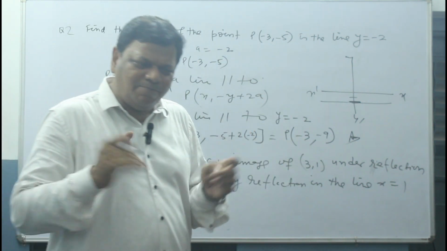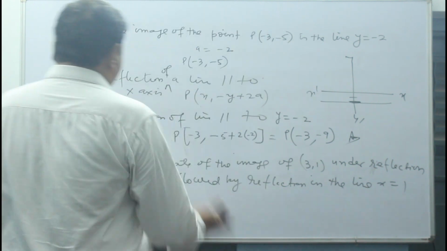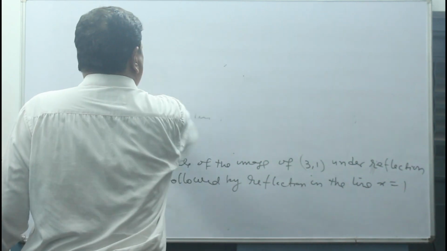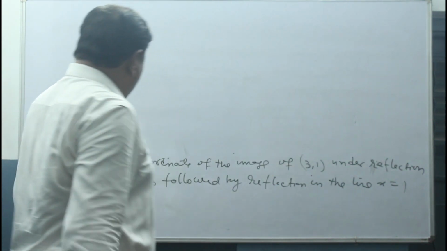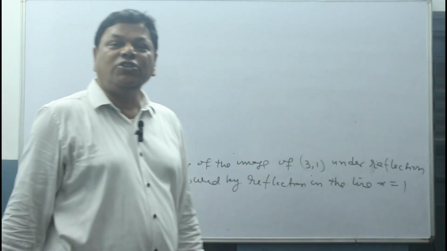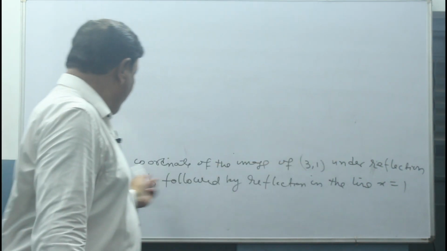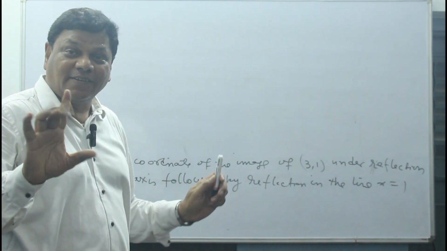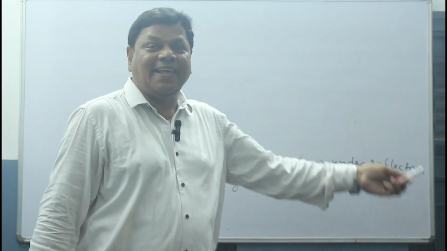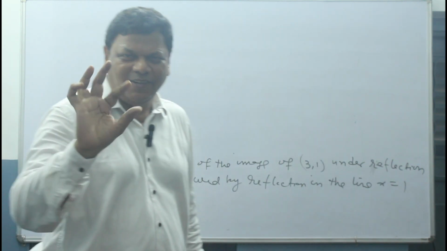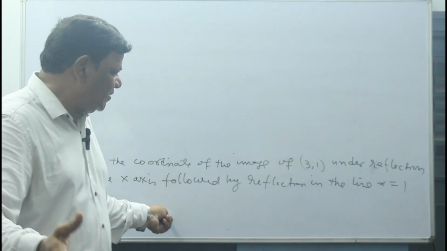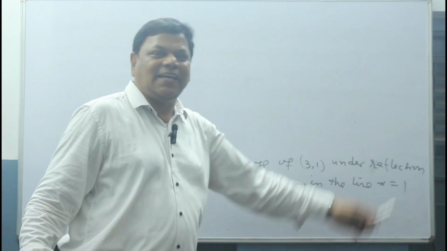Now I have to do another sum, the second sum. All of you copy this. Now see, find the coordinate of the image of 3, 1 under reflection in the x-axis. There are two parts: reflection in the x-axis followed by reflection in the line x equal to 1. This is a tricky sum, two parts here.